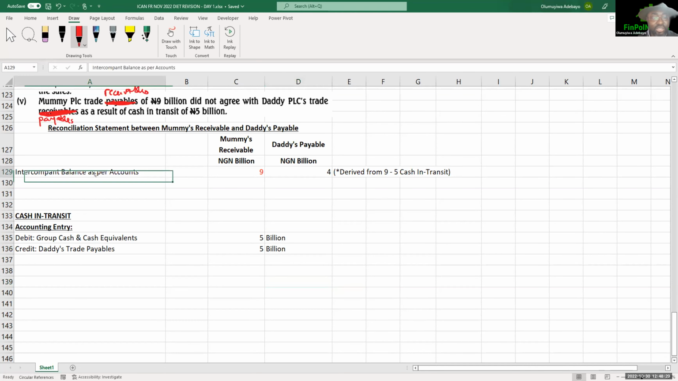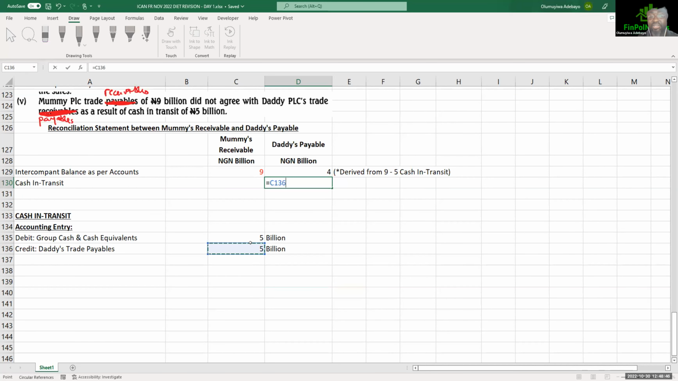Okay, in that case, what happened? I come here and say cash in transit. And when you credit a liability account, what are you doing? That's simply increasing that liability, which means if I come here and credit 5, what simply means is that my balance will now be 9. At that point, they now agree.